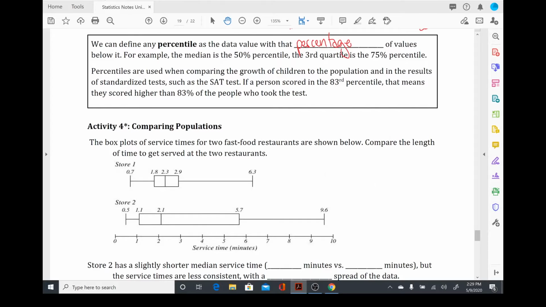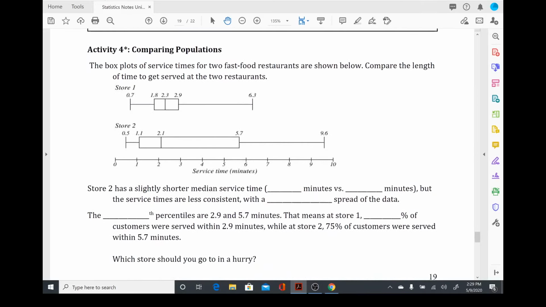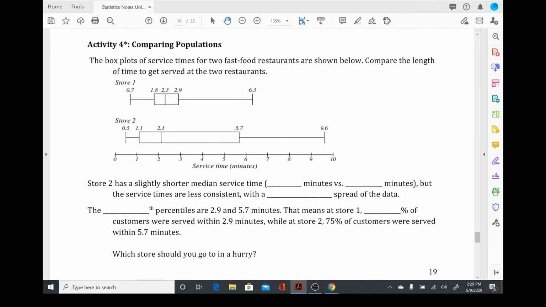Activity 4, we're going to compare populations. The box plots of service times for 2 fast food restaurants are shown below. Compare the length of time to get served at the 2 restaurants. What you want to remember is from the min to quartile 1 is 25%. From the min past quartile 1 to the median is 50%. If we're going to go past the median to quartile 3, we have 75%.